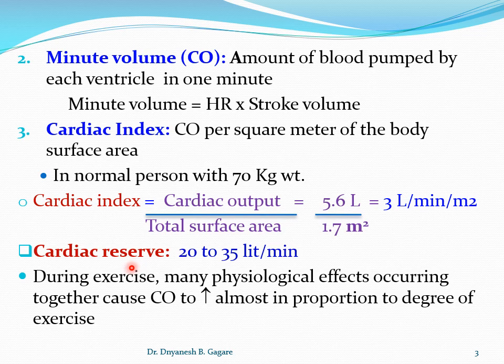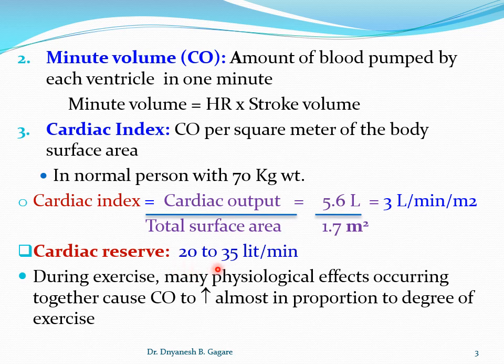That is called the cardiac reserve. Suppose, for example, this cardiac reserve is from 20 to 35 liters per minute. What is the meaning? The meaning of this sentence is that the human heart can pump blood about 20 to 35 liters per minute. If you see in different individuals, the cardiac reserve is about 20 liters in the common person.